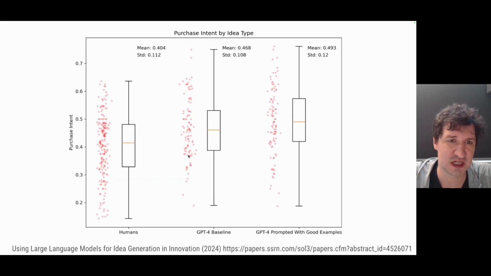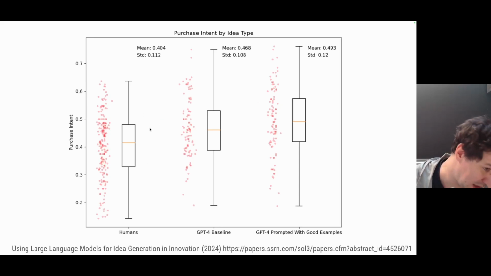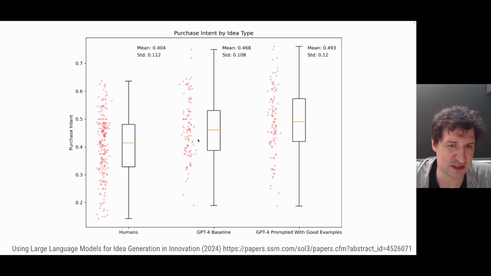The result of the study was that ideas generated by Gen AI, which you can see here and here, were better on average in quality than what was generated by humans. And quality was measured here by purchase intent. So you can blindly show these ideas to evaluators and ask them, do you want to buy this or not? And that's how you measure the quality of these ideas.